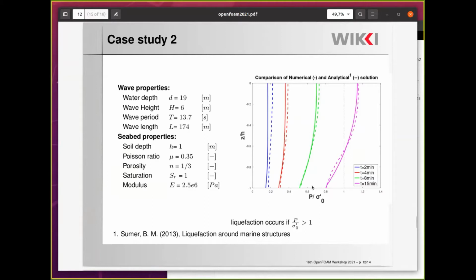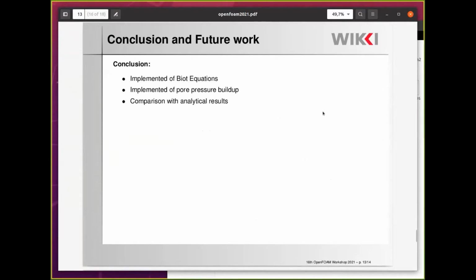You can see from the results for the liquefaction criteria plotted against the seabed depth, as the time progresses, the liquefaction criteria increases, and after 15 minutes, you can see the top part of the soil completely liquefied. And also these results were close to the analytical solution. So as a conclusion, I would like to say that in this work, we have implemented the bioequations and the pore pressure buildup equation, which shows a very good agreement with the analytical results.